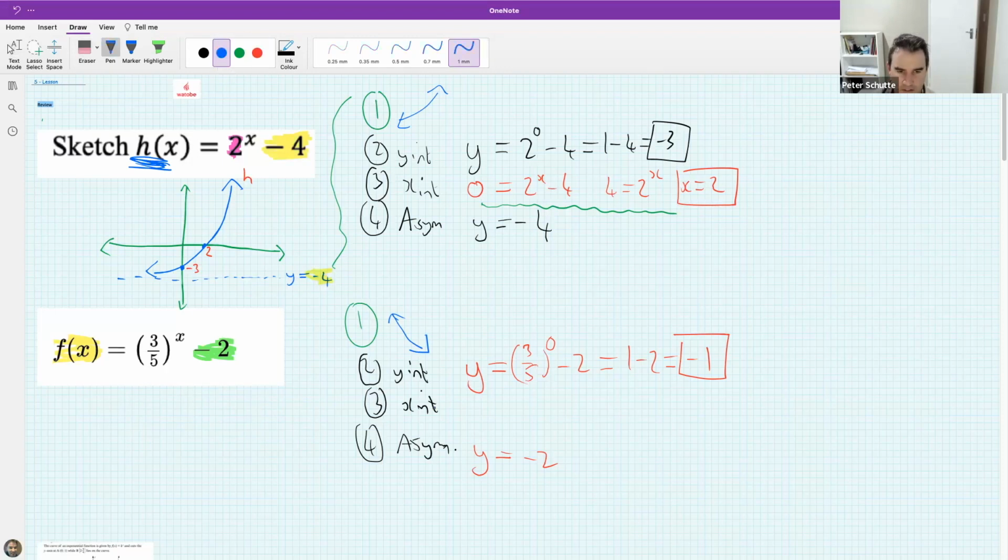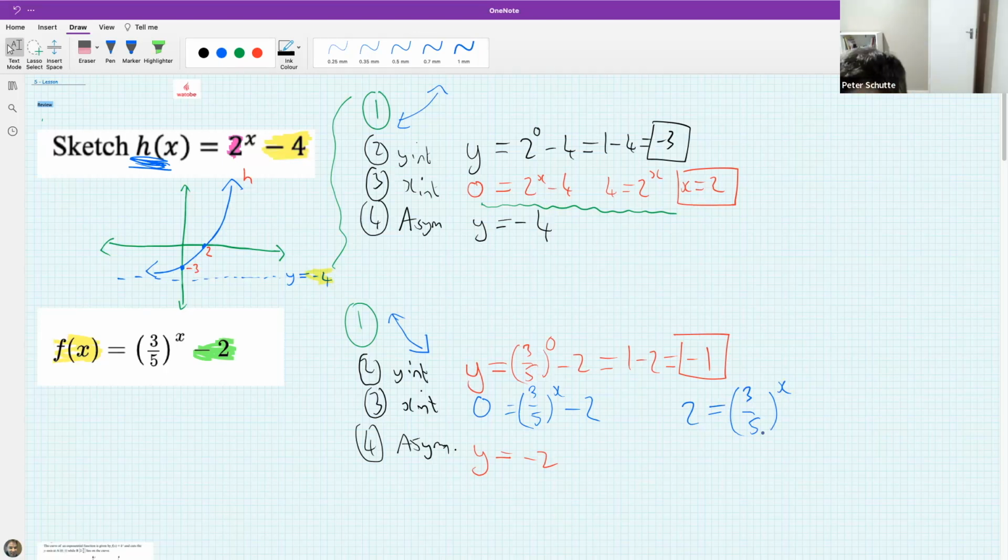Well, to find the x-intercept, I make y 0. And that gives me that equation. So I have to solve this exponential equation, and I can move the 2 across like last time. But this doesn't seem so easy.